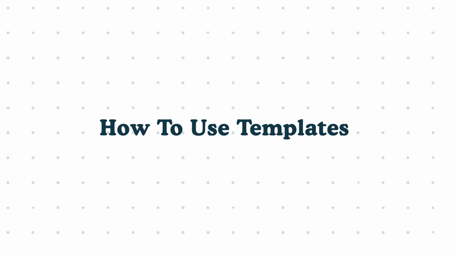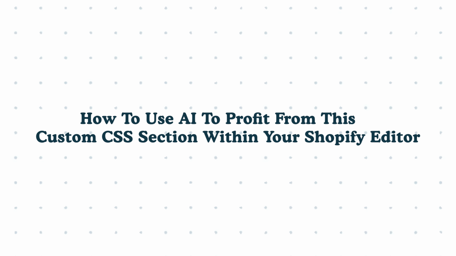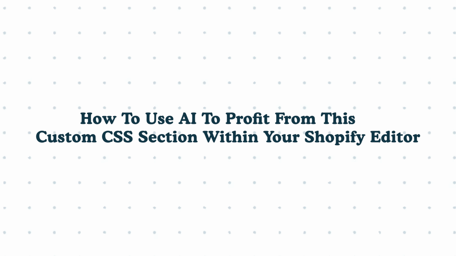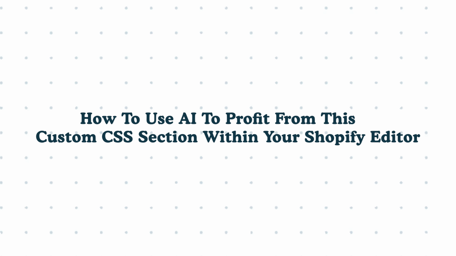So far, we have covered a lot in this video. We have talked about how to create a good product page, how to use templates, how to use meta fields, and now I'm going to show you how to use AI to profit from the custom CSS section within your Shopify editor. I know this might seem a little bit complicated, but it is not at all.